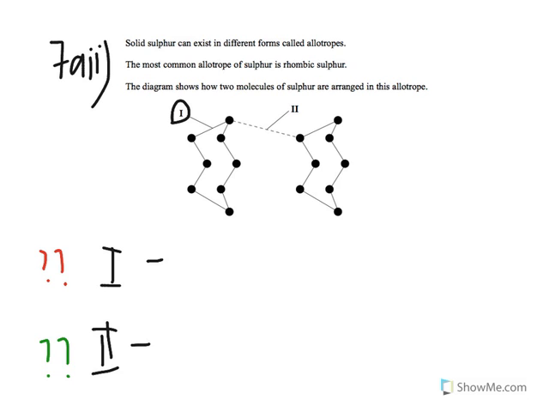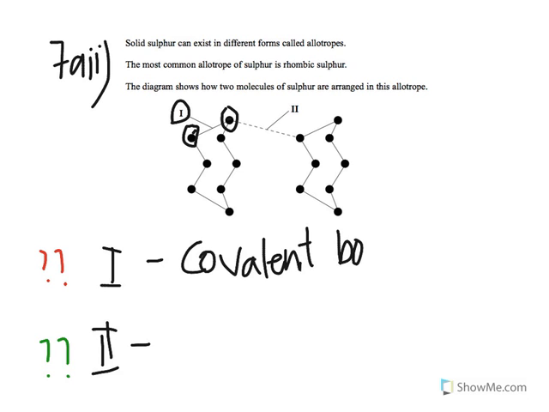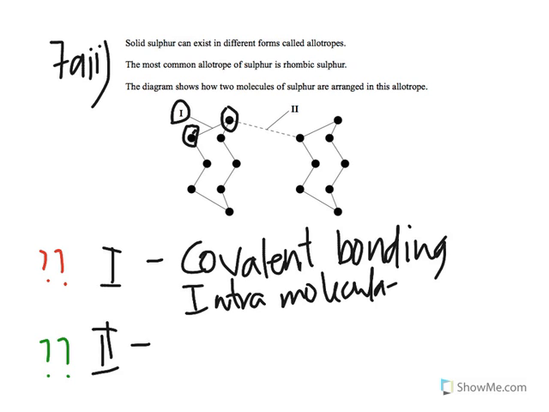Question 7A2 is asking you what is represented by each of the lines labeled 1 and 2. If we look at 1, it's the forces between 2 atoms. And as you probably know, sulfur atoms share electrons with each other. So that means it represents the covalent bonding between the sulfur atoms, which we actually call an intramolecular force.